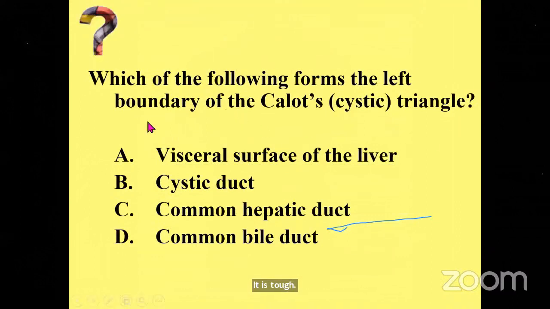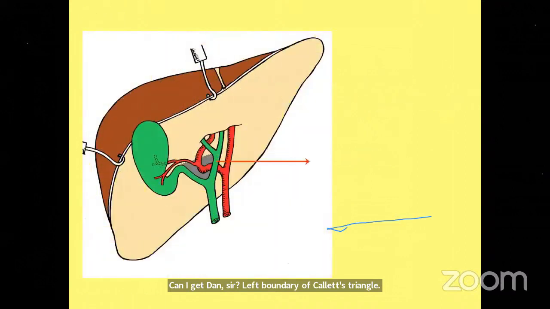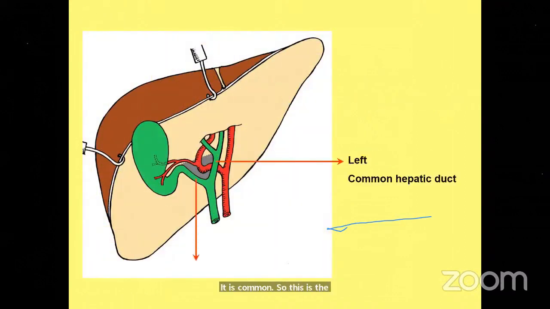Which of the following forms the left boundary of Calot's triangle or cystic triangle? Visceral surface of liver, cystic duct, common hepatic duct, common bile duct. Most of these structures are related to the triangle. So the question is left boundary. Can I get the answer? Left boundary of Calot's triangle. It is common hepatic duct. So this is the common hepatic duct.